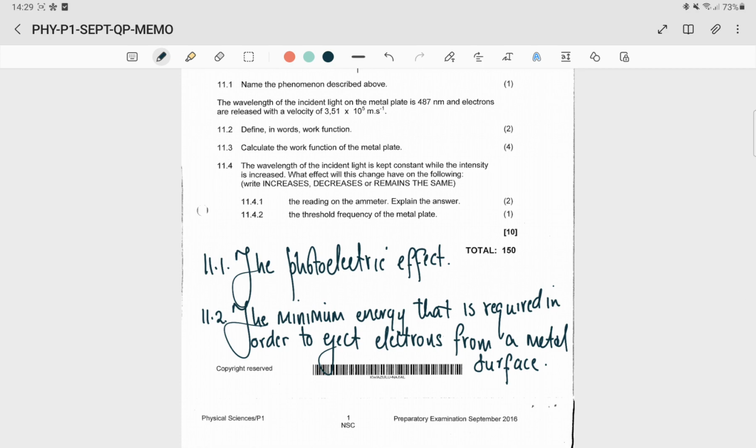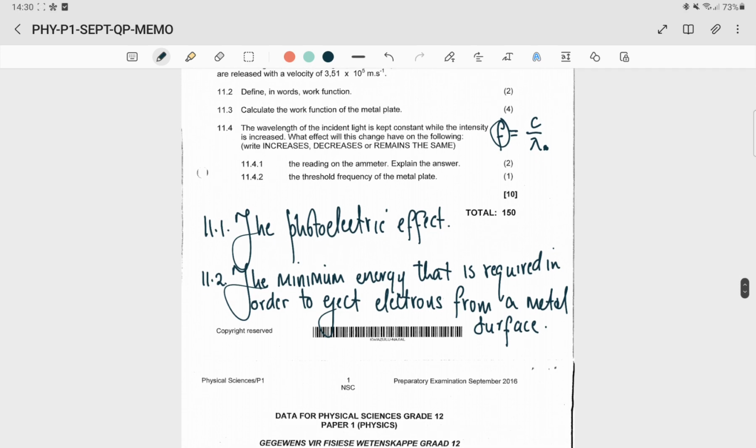11.4. The wavelength of the incident light is kept constant. So we know that frequency is given by c all over lambda. If the wavelength is constant, if we don't change the wavelength, it means that the frequency of light doesn't change as well, while the intensity is increased. So an increase in intensity only affects the number of photons that are released per unit of time. It does not change the maximum energy that is supplied, it also doesn't change the EK max.